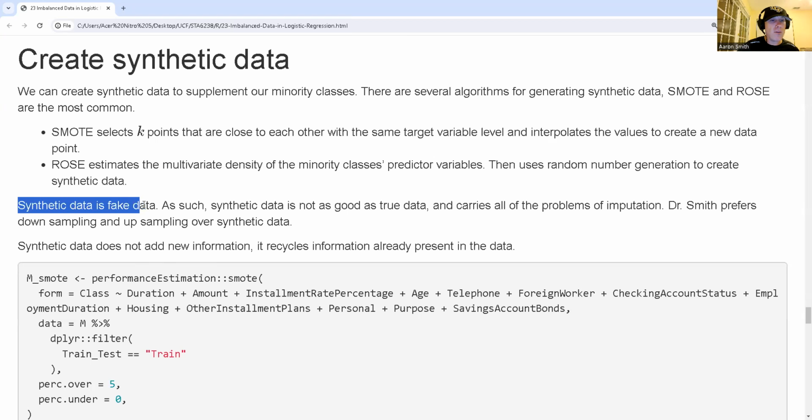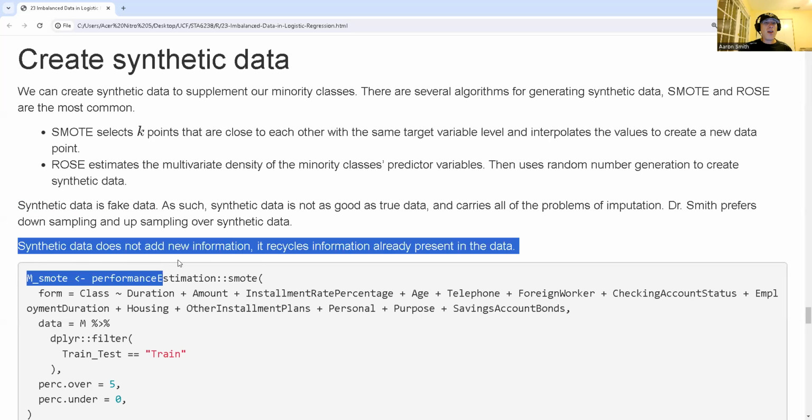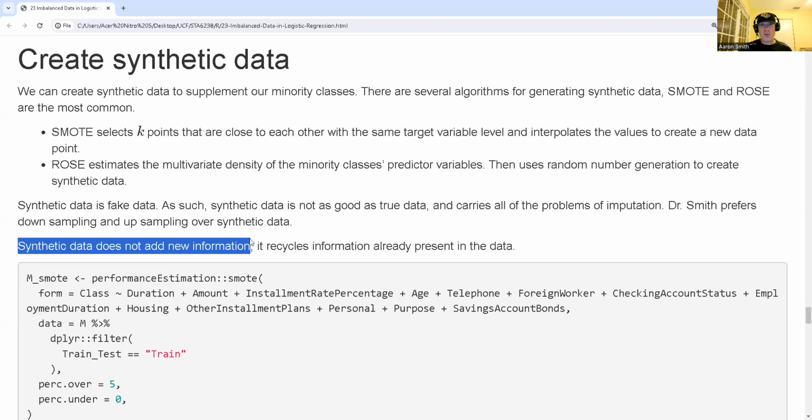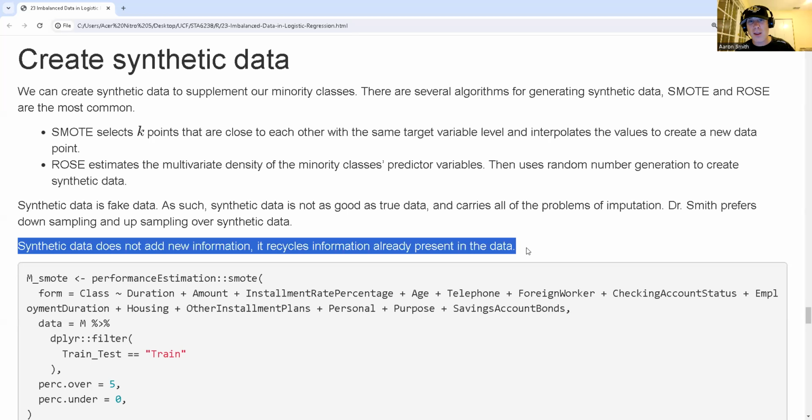As such, synthetic data is not as good as true, correct, real data, and carries all the problems with imputation. Also, synthetic data does not add new information. It only recycles information that's already present in your data, or it pollutes it. If you generate an observation that doesn't reflect the true target population, then you're polluting your data. And as such, it's just a bad way to go.